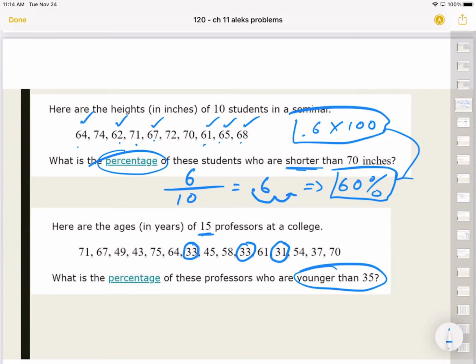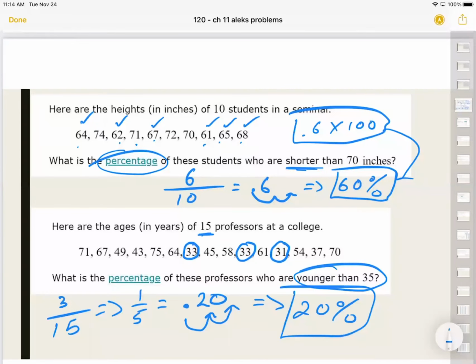Three out of 15, and if you reduce it to 1/5, you get 0.20. And again, to convert the 0.20 to a percentage, you just move the decimal two places, which gives you 20%. So based on this data, 20% of the professors are younger than 35.